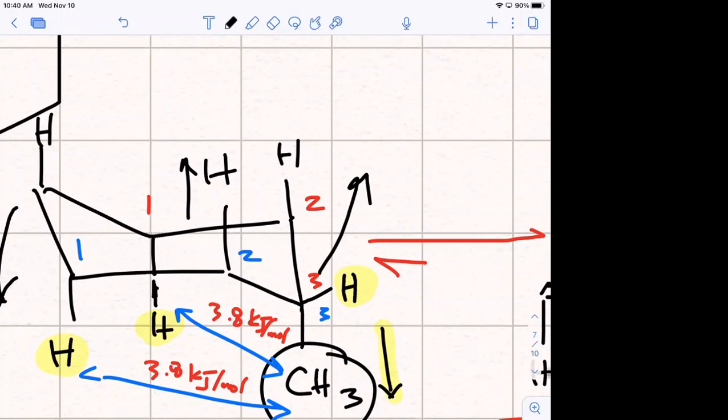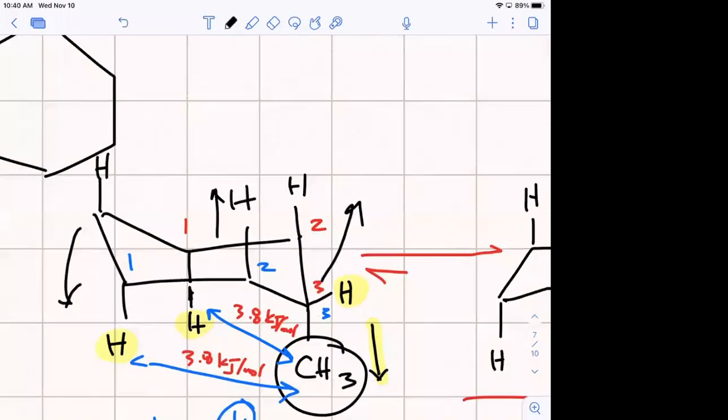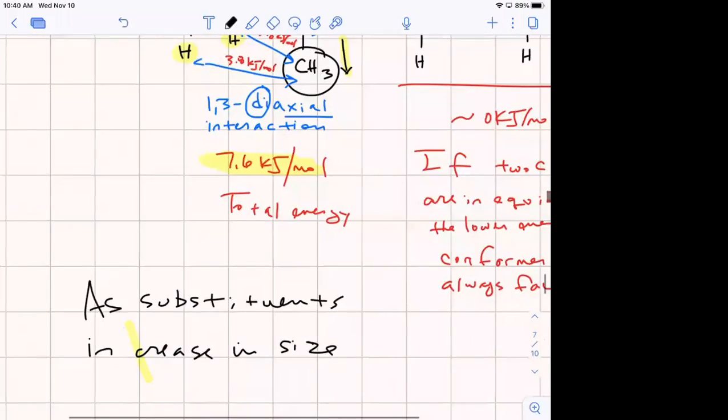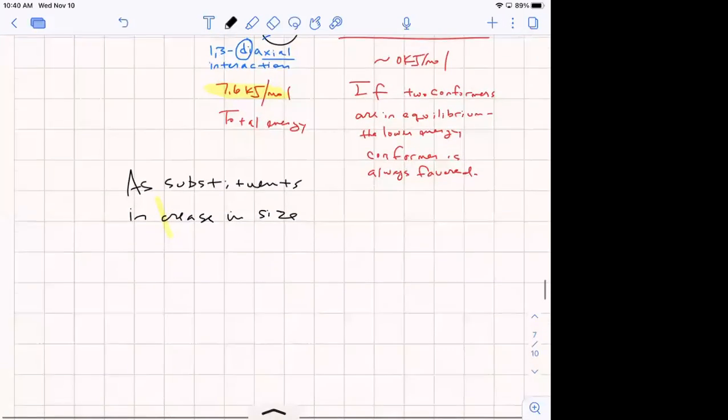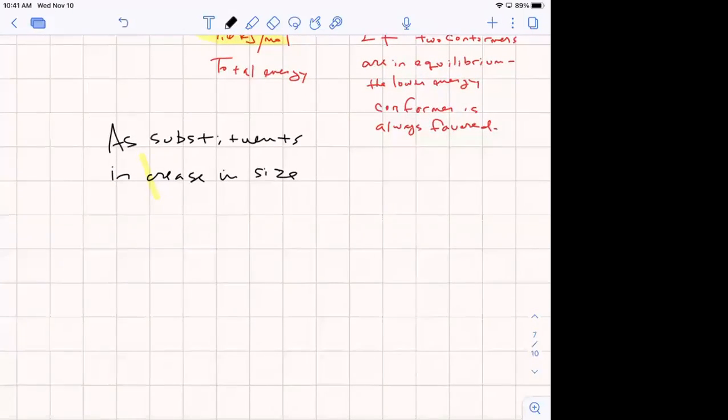Does that make it clarified a little bit? Yes. If you had a model, it would be so much easier to see. This is one of the places in organic where a model set is, I don't want to say a requirement, but it does help you visualize things. So if I took that methyl and made it something bigger, it's going to cost me more energy.